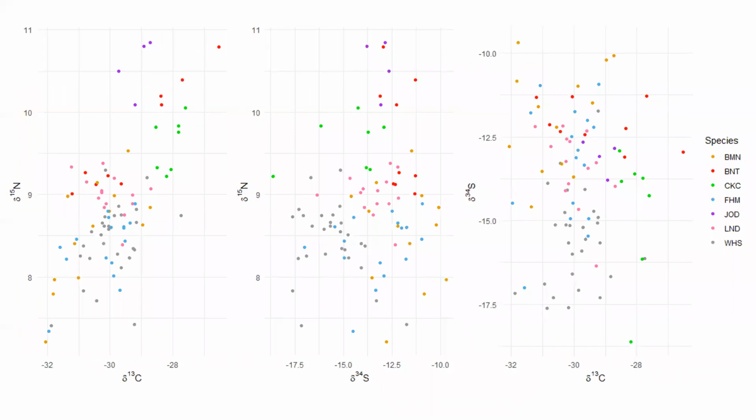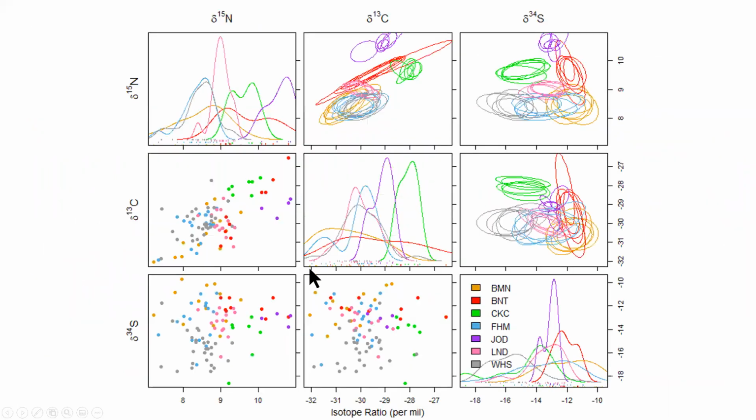These graphs give us the first look at the raw data from the fish I collected. From left to right, we are comparing carbon to nitrogen, sulfur to nitrogen, and finally sulfur to carbon. Right off the bat, we can see that we have a wide range of sulfur values, and there appear to be some very distinct patterns relating to sulfur. With further analysis, we can start to tease apart the patterns.